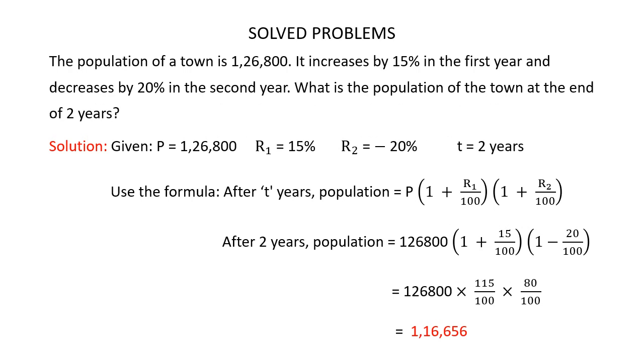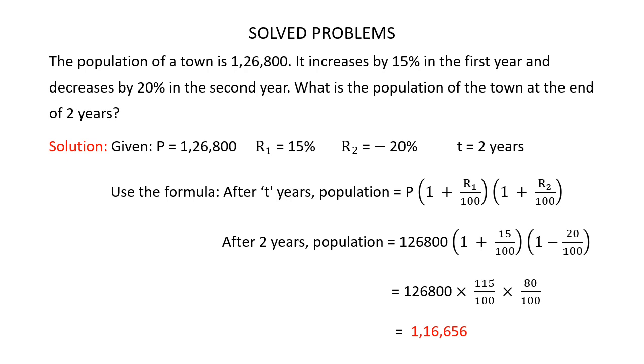The population of a town is 1,26,800. It increases by 15% in the first year and decreases by 20% in the second year. What is the population of the town at the end of 2 years?